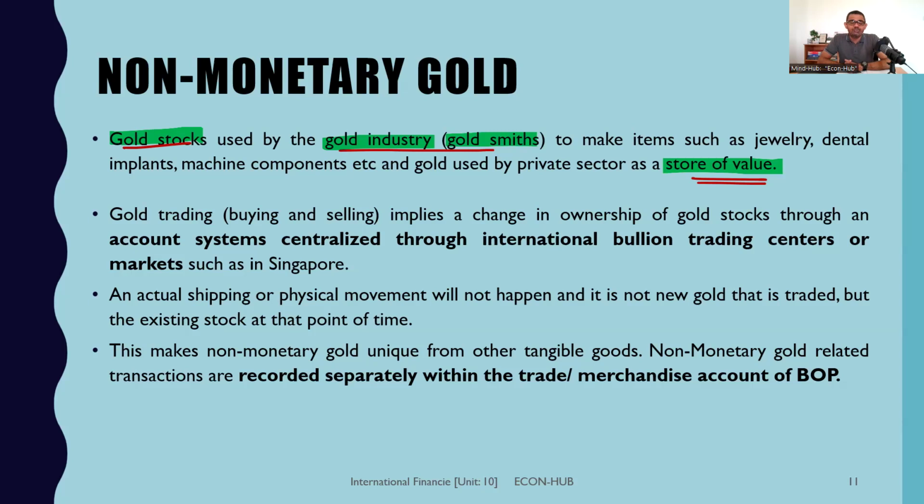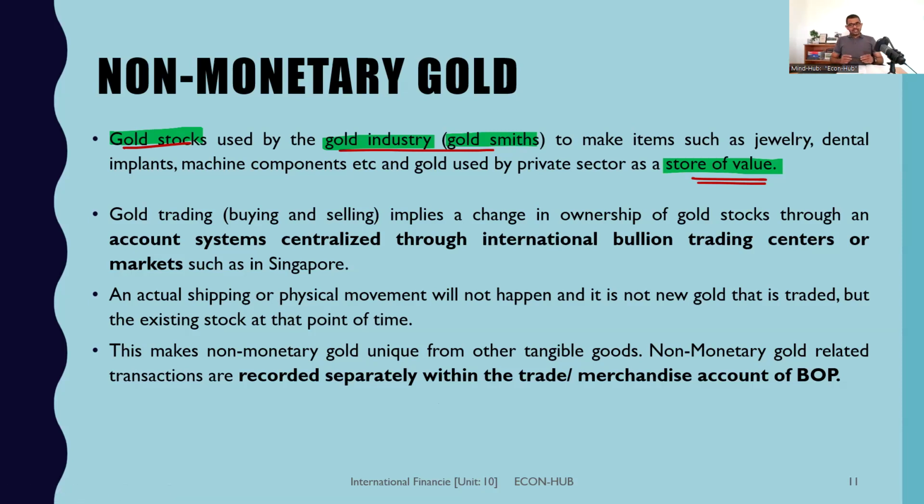Non-monetary gold is the gold kept by, number one, gold stocks of the gold industry, goldsmiths, people who make things out of gold. And secondly, the private sector, your parents or whoever, if they have invested a bit in gold. There's a way to invest in gold also, but that's the second part I will explain. So if you have invested in gold as a store of value, store of wealth, then that is non-monetary gold, right? So how does this work?